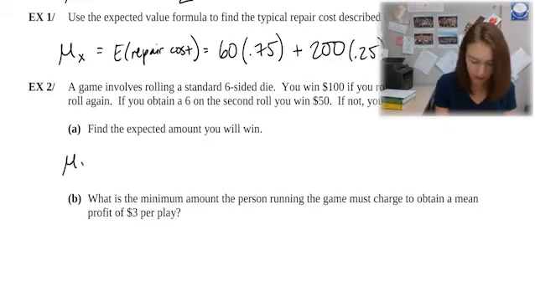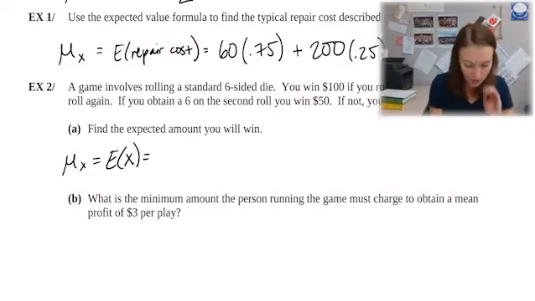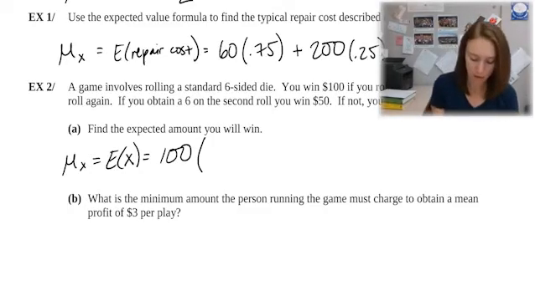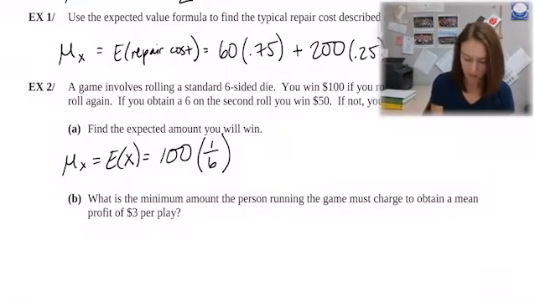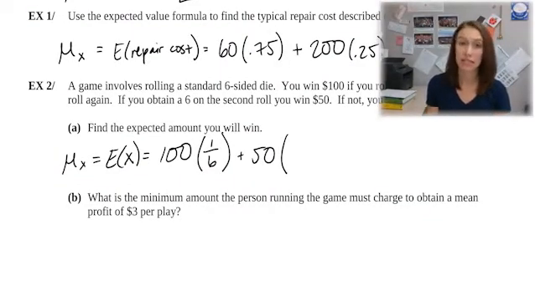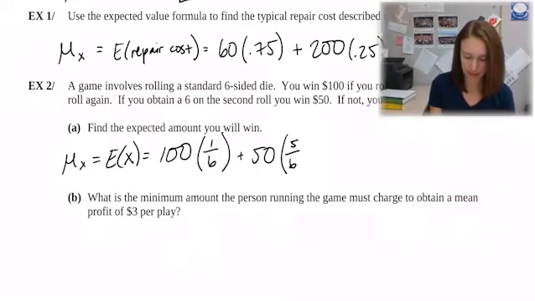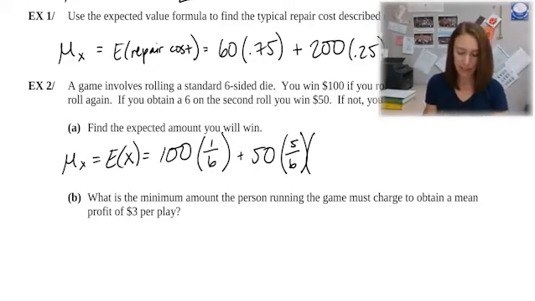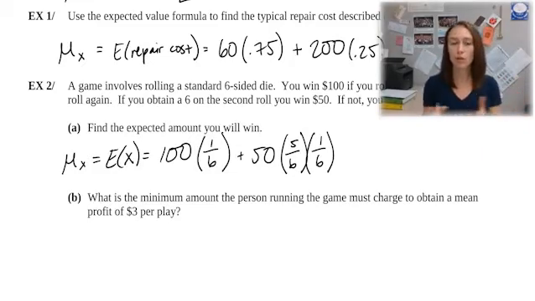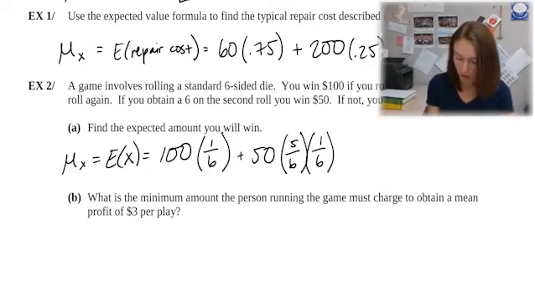So the expected value of x, or mu of x, is going to be $100, but that only happens if we roll a 6 the very first time, which is only a 1/6 probability. Plus, we might get $50, and that happens if I roll not a 6 the first time, so 5/6, times if I roll a 6 the second time, which is 1/6. Remember, if I want 2 rolls, these are independent events, so I can just do the probability of the first roll times the probability of the second roll.